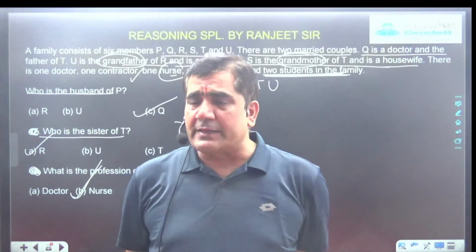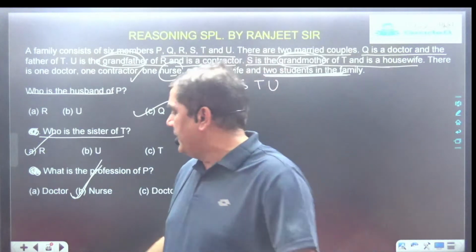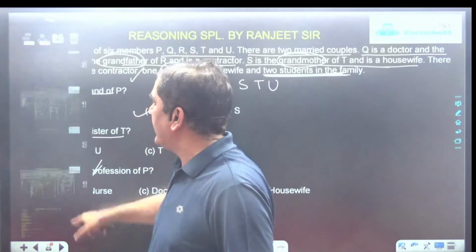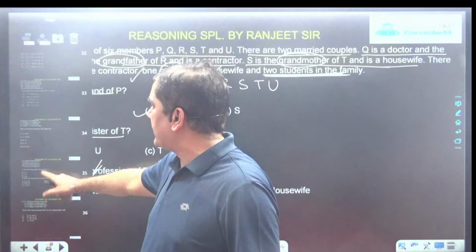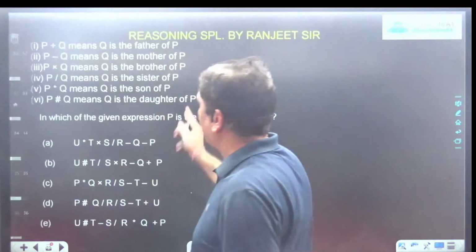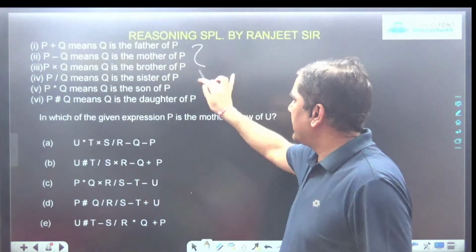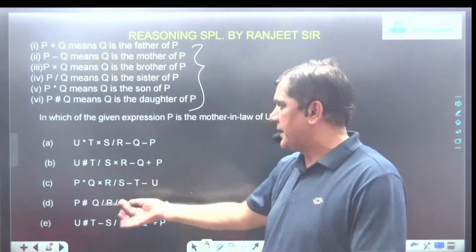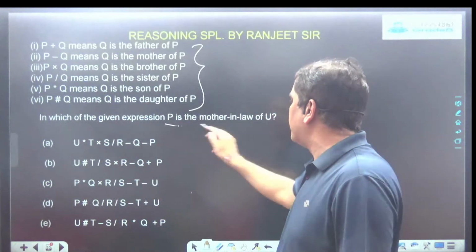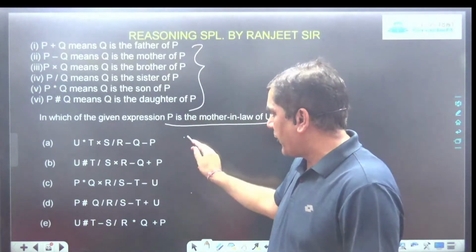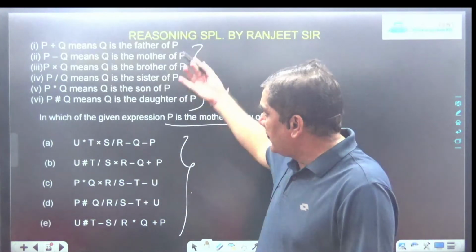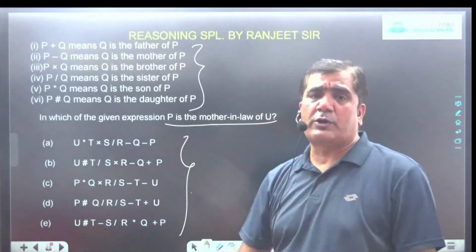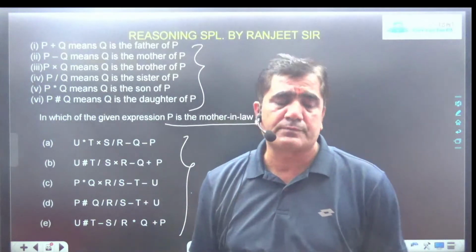So as per me, 90% topic is over. The only part that is left is coded inequalities. Means what? Whenever they will ask question like this, one direction will be given to you, and then they will say, in which of the following expression P is the mother-in-law of you? Then out of 5 options, in which option P is the mother-in-law of you? So whenever any question based on this is going to come, how to get the answer for this one?